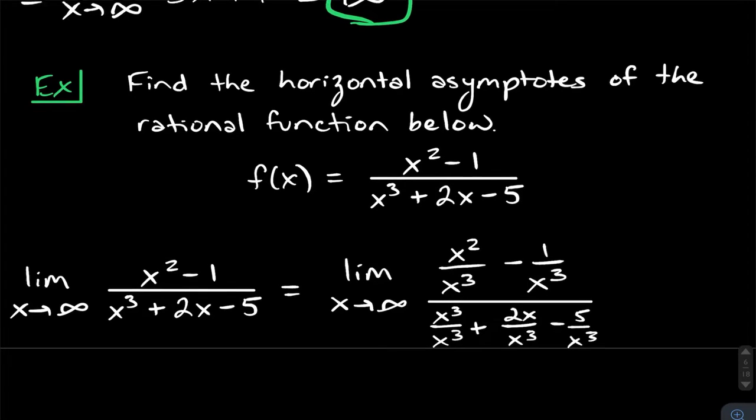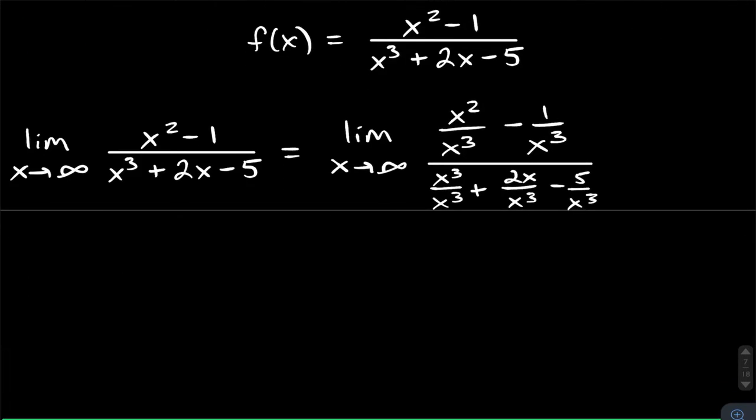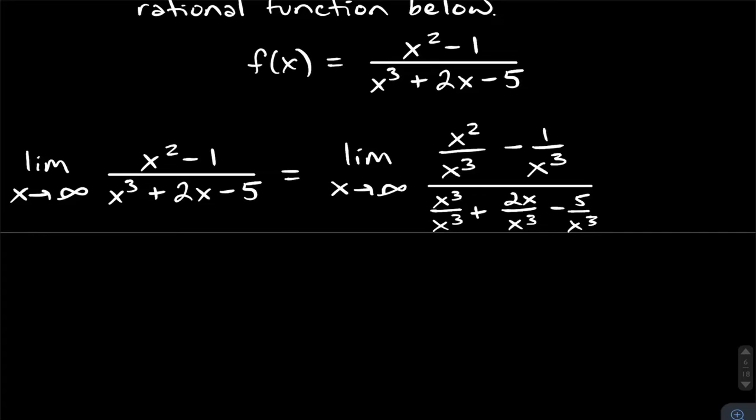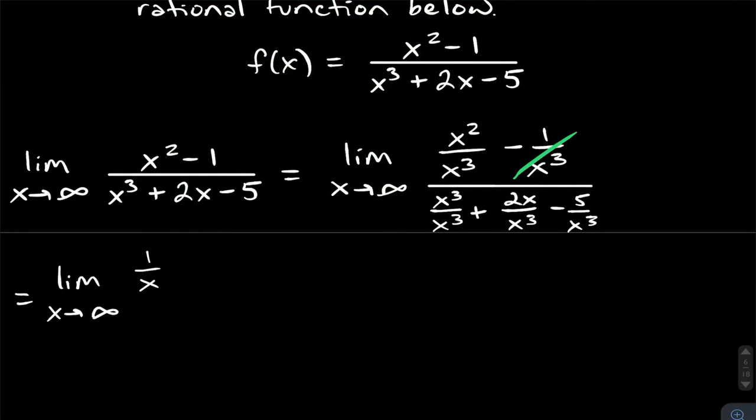Okay, there we go. And so now, let's do a little bit of simplification because I know it's kind of weird seeing all these x cubes in the denominator. Okay, keep going here. We're going to simplify that. That becomes a 1 over x. We get a 1 over x cubed. We can already see over here that this is going to go to 0, right?